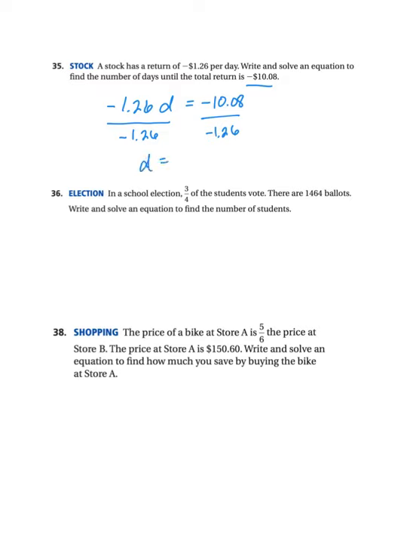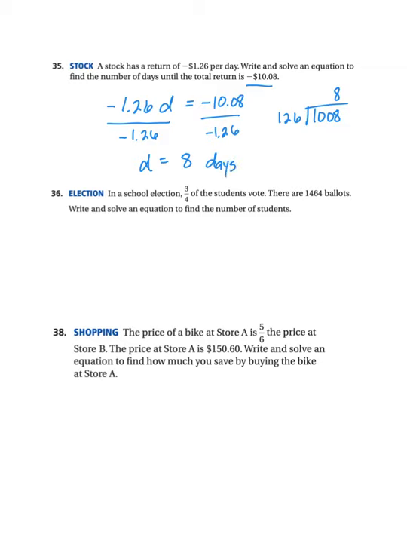And I see I have a negative divided by a negative, and I could rewrite this as 1,008 divided by 126. And I think that's going to go in exactly 8 times. So this will be 8 days.